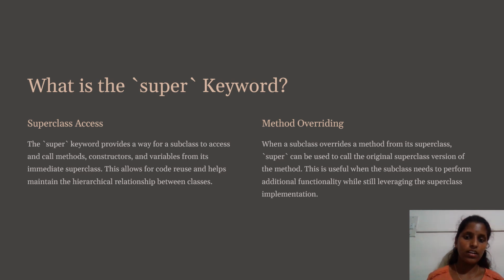Method overriding. When a subclass overrides a method from its superclass, super can be used to call the original superclass variation of the method. This is useful when the subclass needs to perform additional functionality while still leveraging the superclass implementation.